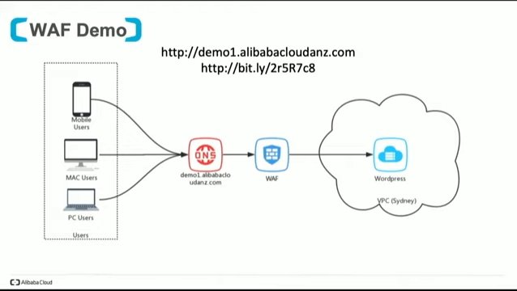Okay, now let's spend some time to look at this demo we have. So I have prepared a demo environment. If you want to have a look at the website, there is a domain name called demo1.alibabacloudanz.com. That's the DNS, and it points to our WAF. WAF is a global service. Doesn't matter where you are, you will get to your nearest WAF access point. And from there, the traffic will get cleaned and sent to the backend, which is ECS.